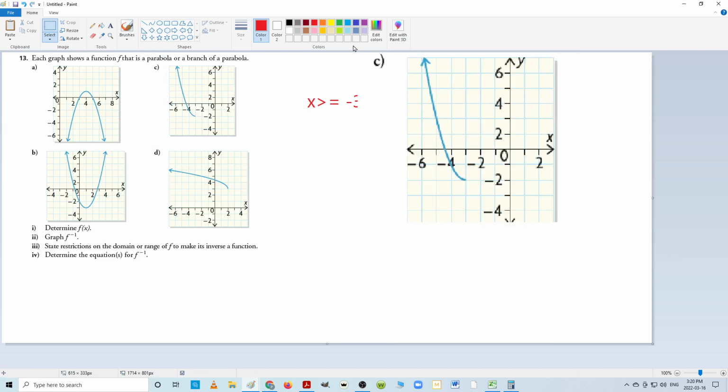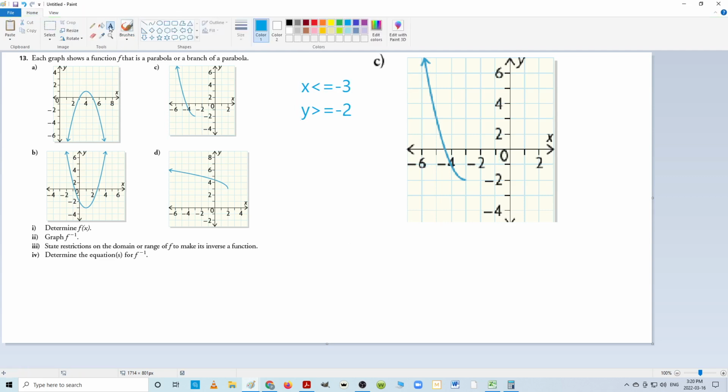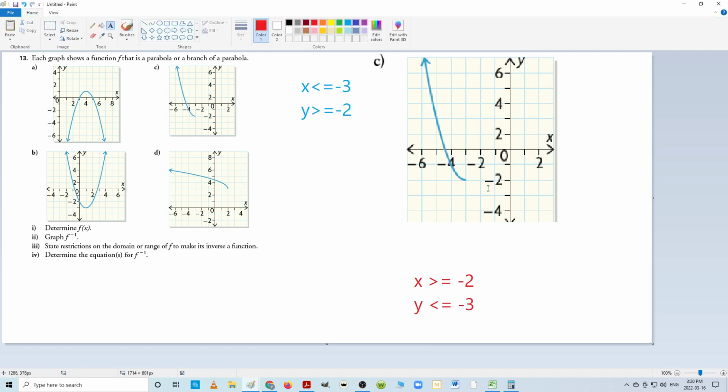So you have to immediately notice, okay, well this is a parabola, but now they've given me some restrictions on the domain, which means x must be smaller or equal to -3, and y appears to be bigger or equal to -2. So the first thing you should do before you do the other stuff is know that the restrictions on the other one will be the flip. Their domains and ranges will flip. And that'll help you immediately.